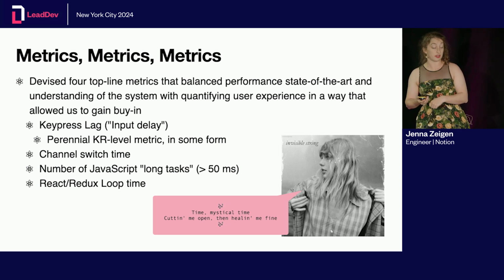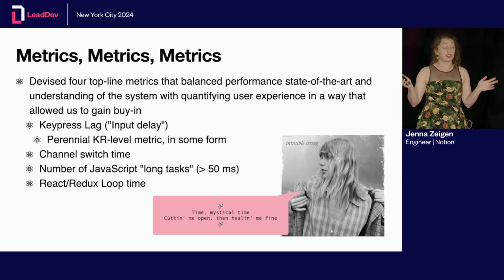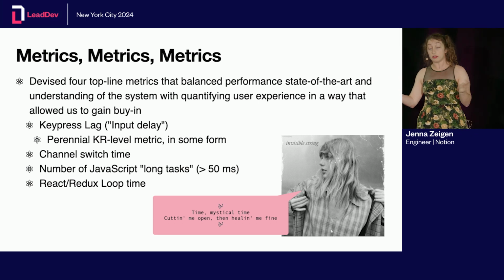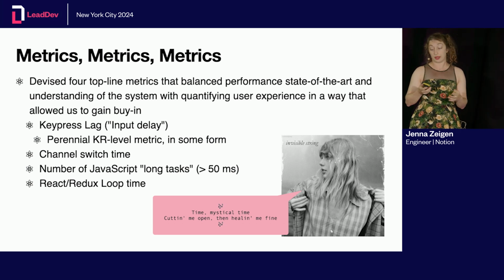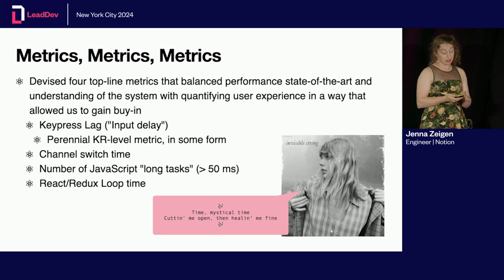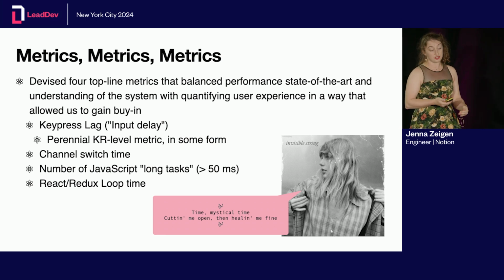that would allow us to garner buy-in from other engineering and product leaders across the company. Input delay, key press lag, ended up being our flagship metric that showed up at the OKR level on the engineering, product, and design top-level goals for quarters and quarters to come. So that was really cool to see us start to gain that traction with engineering leadership there.